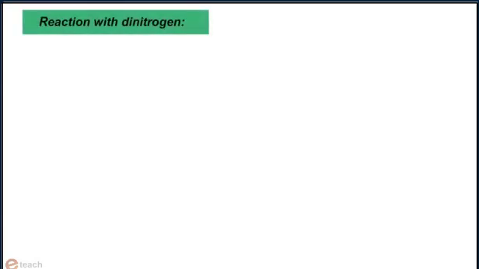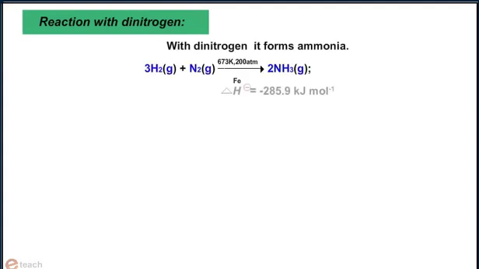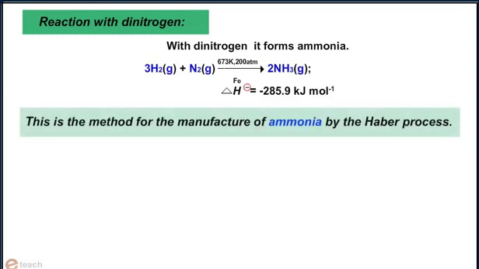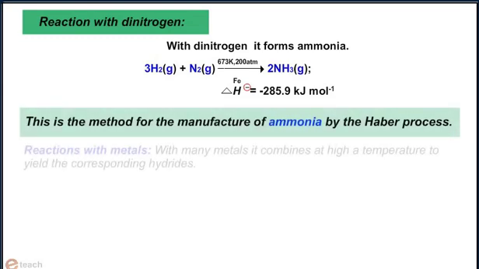Reaction with dinitrogen. With dinitrogen, it forms ammonia. The reaction is 3H2 + N2, in the presence of iron as catalyst at 673 Kelvin and 200 atm pressure, gives 2NH3. Delta H for this reaction is minus 285.9 kilojoule per mole. This is the method for the manufacture of ammonia by the Haber process.